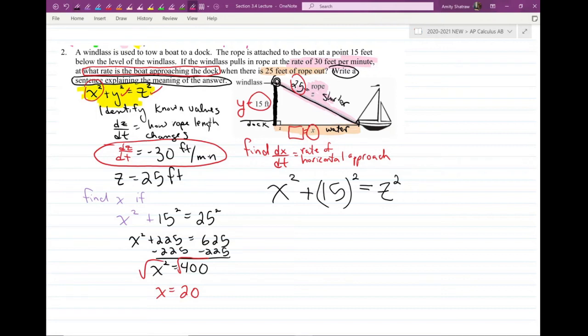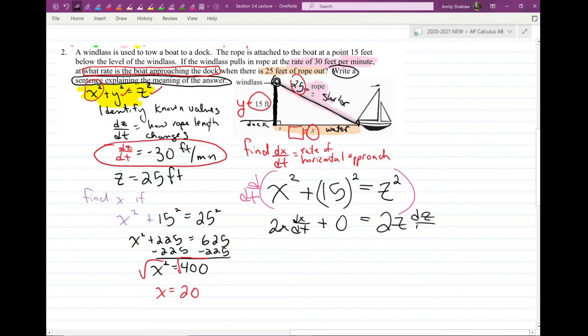Now mentally, at this point, hopefully you're ready, I'm going to apply a d/dt, meaning that I'm going to take the derivative with respect to time. And when I take the derivative of x squared, I get a 2x, and I will get a dx/dt. And that's the thing that I'm looking for, by the way. When I take the derivative of a constant, I get 0. Yay. And when I take the derivative of z squared, I will get a 2z dz/dt.